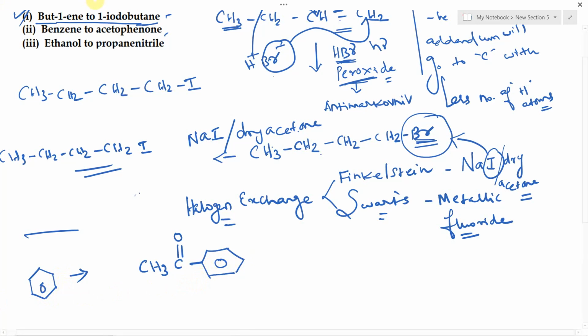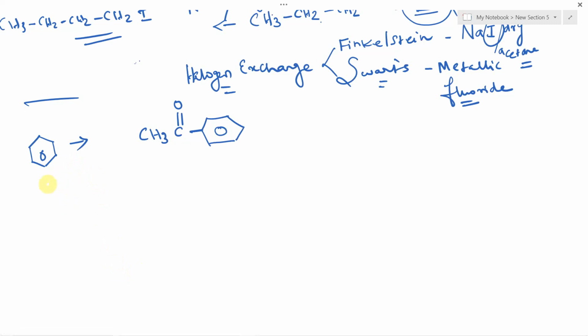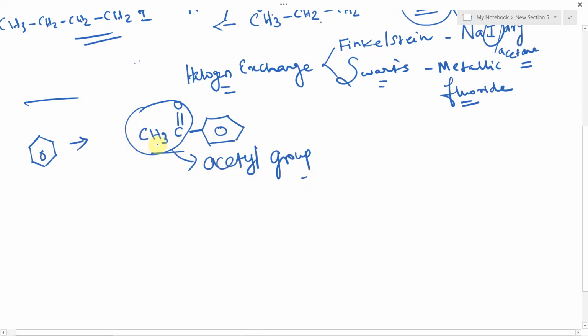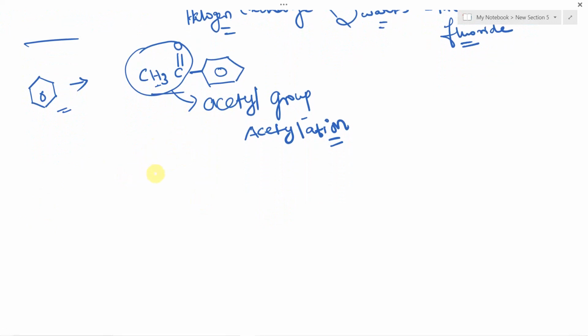So we have to convert benzene into acetophenone, right? What is the difference here between the benzene and the acetophenone? The difference is this one. This group is called the acetyl group, right? So we have to insert this acetyl group in this benzene ring. That process is called acetylation. Acetylation is the insertion of the acetyl group in the benzene ring. Okay. Now let us go for it.